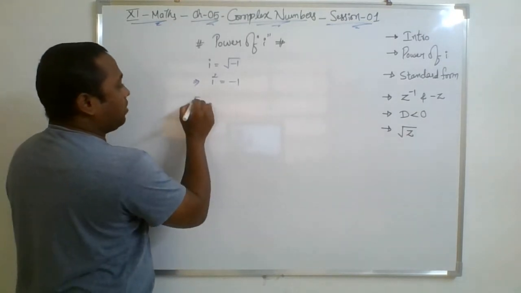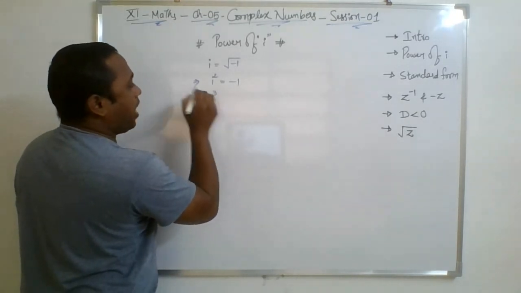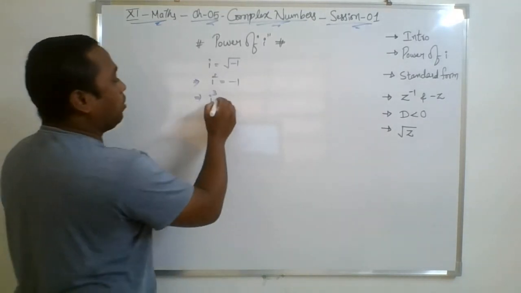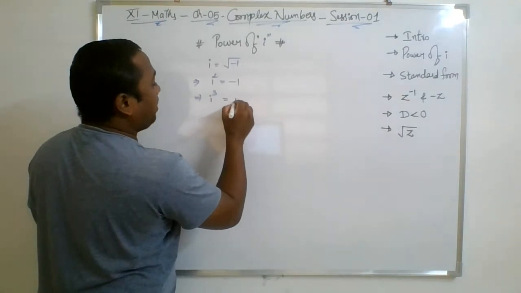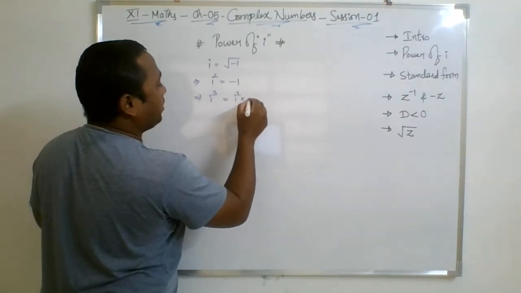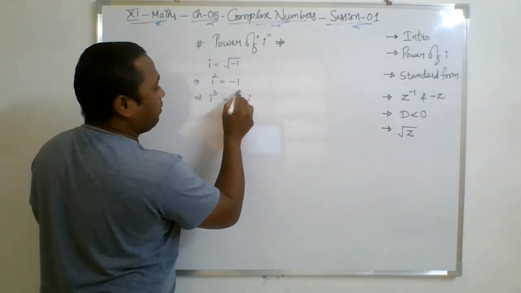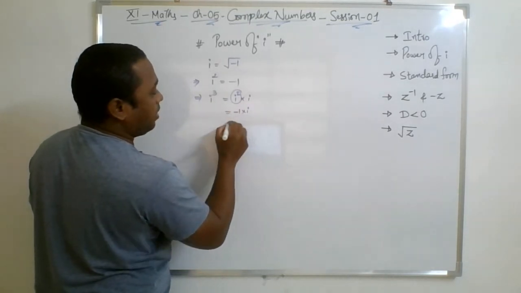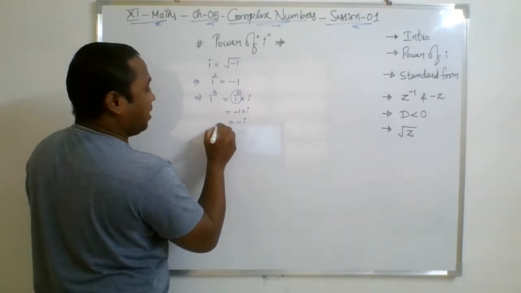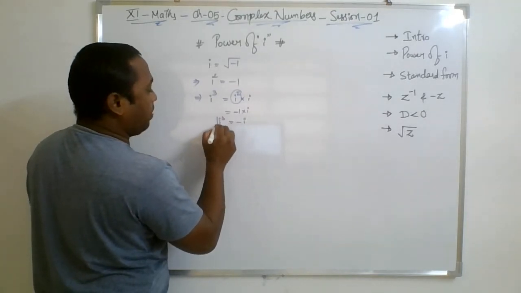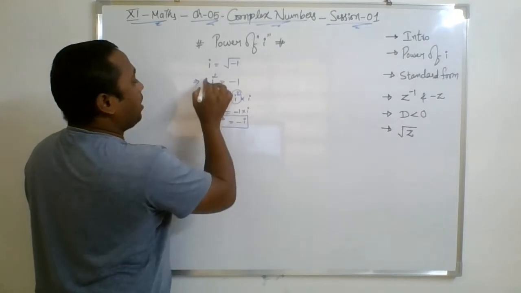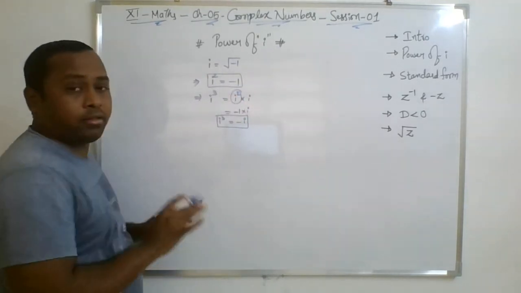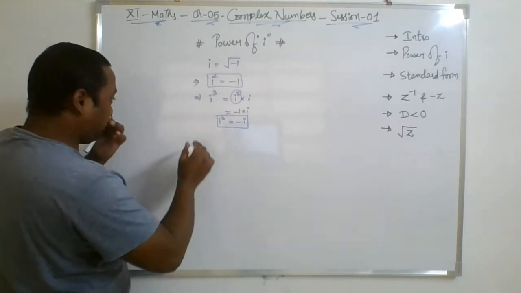Now I want to find i power 3. I am just introducing the power of i. i cube value I can write as i square into i. i square value is minus 1, so minus 1 into i is equal to minus i. So basically i cube stands for i square, which is minus 1, times i, that is under root of minus 1.